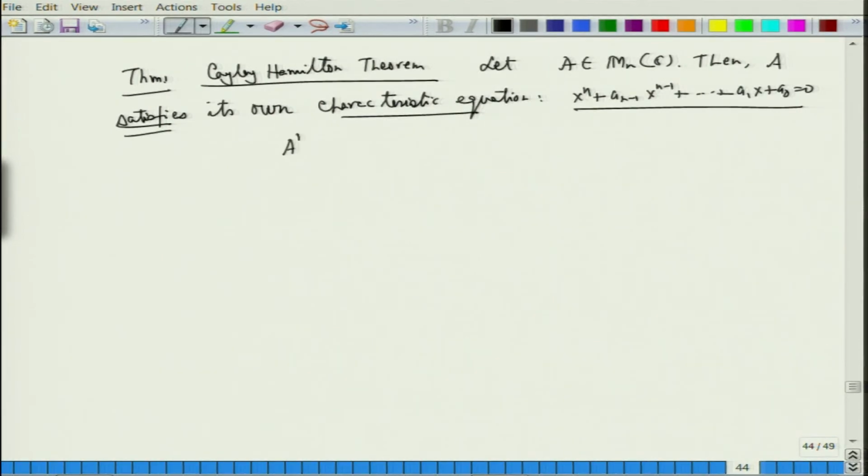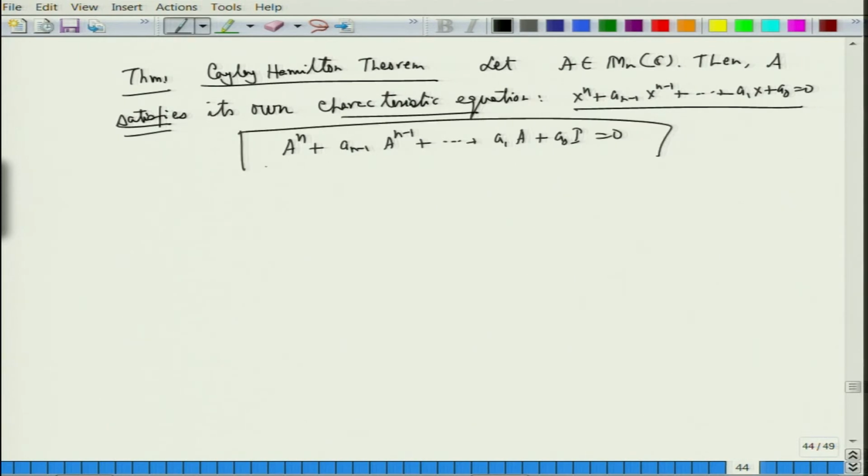It means that A to the power n plus a n minus 1 A to the power n minus 1 plus ... plus a1 A plus a0 I is 0. So this is what we proved. Is that okay? Fine. So this is satisfied as a matrix identity. That's more important. I am not equating this at x. What I am saying is that I am not equating it at eigenvectors of A. We are saying that this is a matrix identity. All right. So this is true for every x that you take in Cn. That's more important.